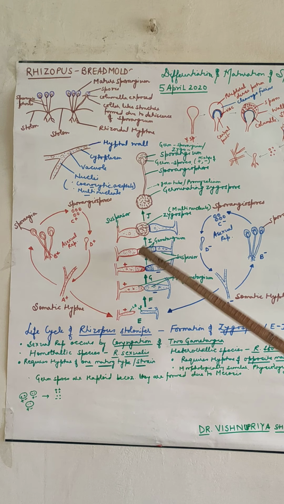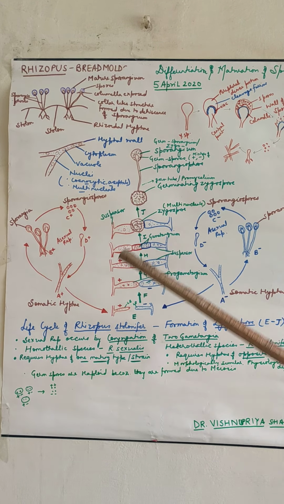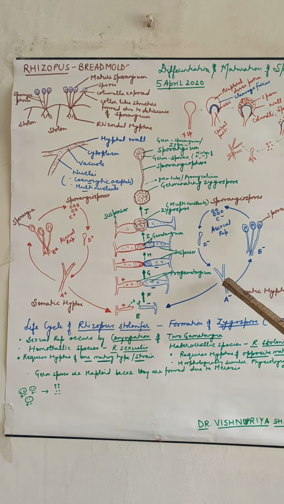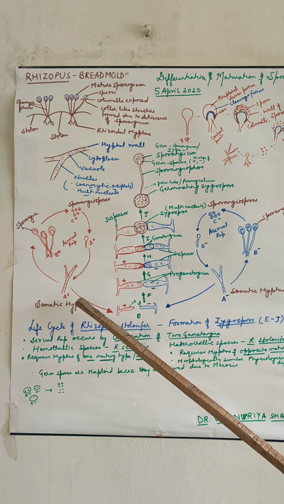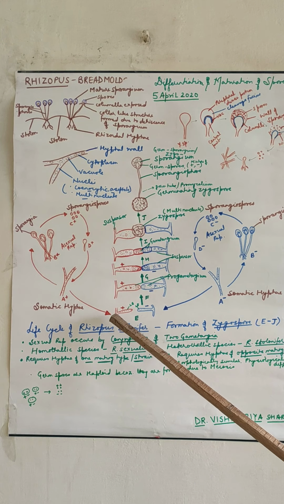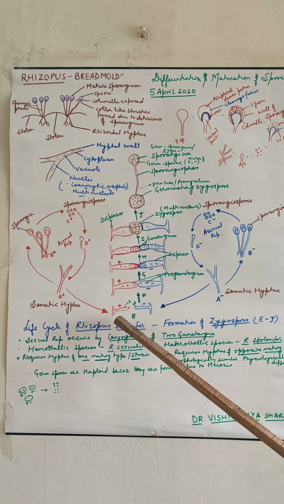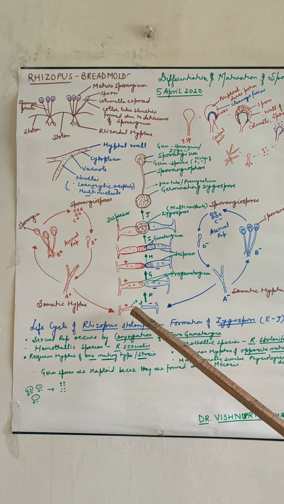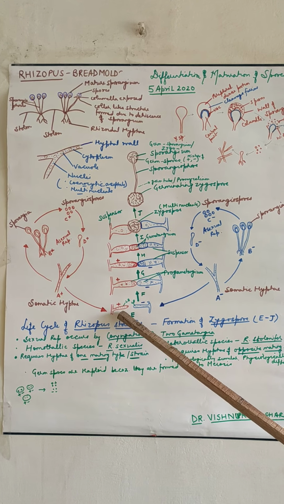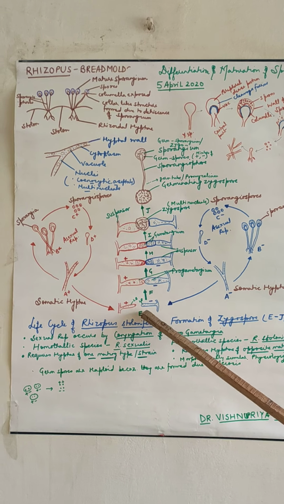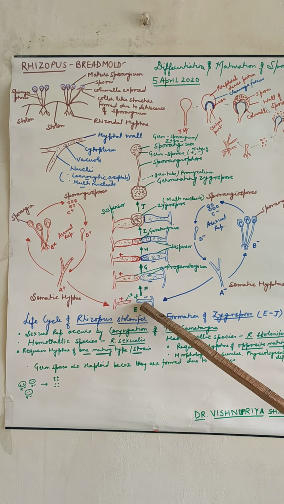So during the formation of zygospore or sexual reproduction, the two somatic hyphae of opposite strain, one positive and one negative, come closer to each other. Now these two hyphae form a small lateral branch-like structure, as you can see here and here. One is of red color. This red color is indicating positive strain and this blue color is indicating negative strain.